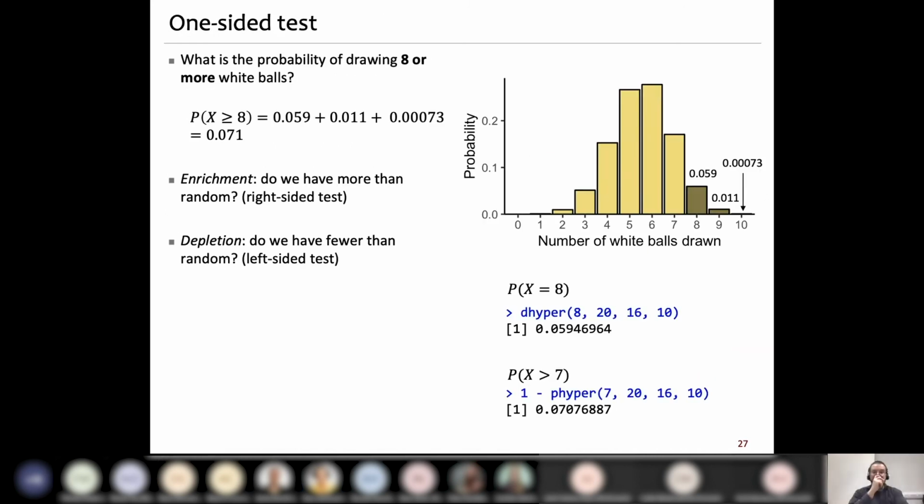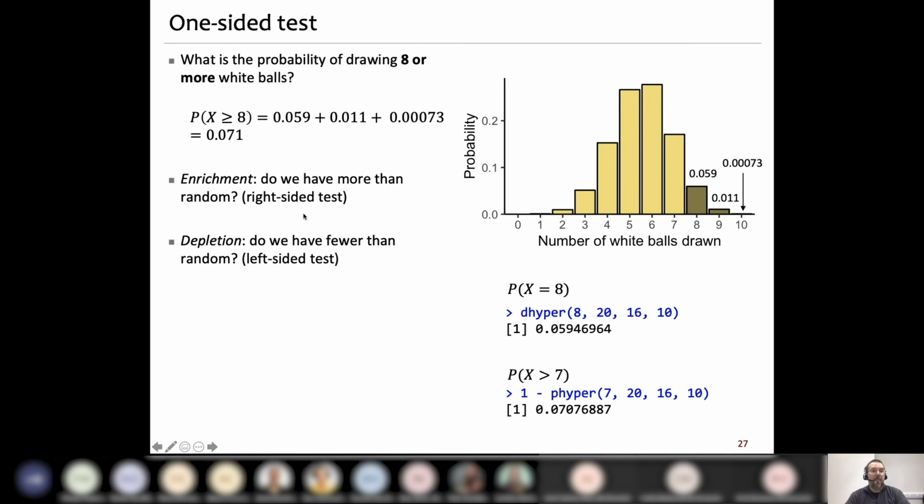In statistical hypothesis testing, we always look at a tail distribution because the p-value is the probability of finding the observed or more extreme result by chance. Since we have the entire probability distribution here, we can now answer the question, what is the probability of drawing 8 or more white balls? This is a tail probability, and we can find it simply by adding these 3 probabilities, which we already know. We calculated them, and the sum is 0.071 here, 7.1%.